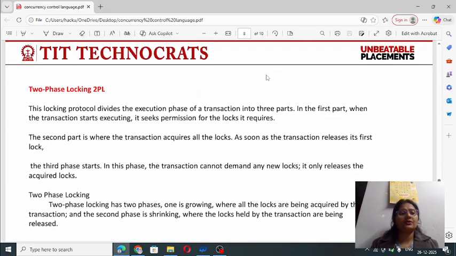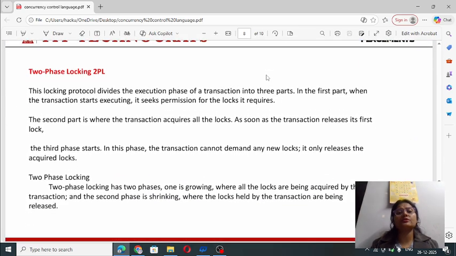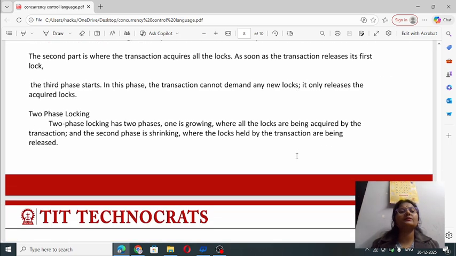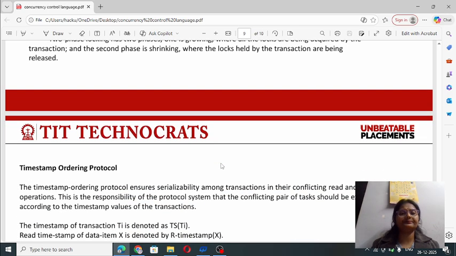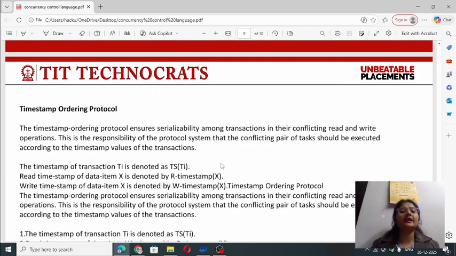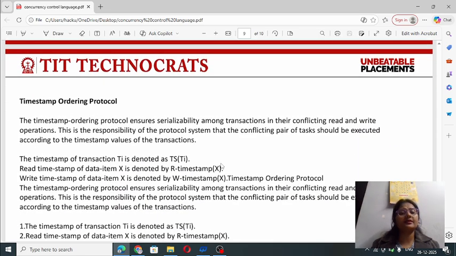Two-phase locking is a locking protocol that divides transaction execution into parts. First, the transaction executes and requests the permission lock; second, it acquires all locks; third, the transaction cannot demand a new lock. So in two-phase locking there is a growing phase and a shrinking phase. In the growing phase, each transaction continues working and no lock has been released. Once a lock is released, it is in the shrinking phase.